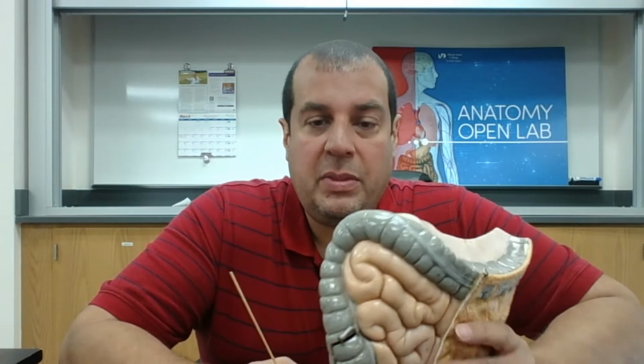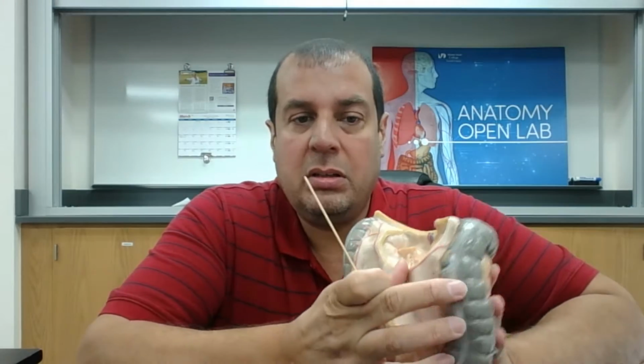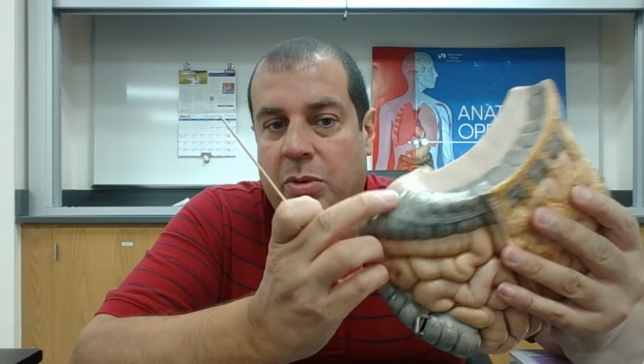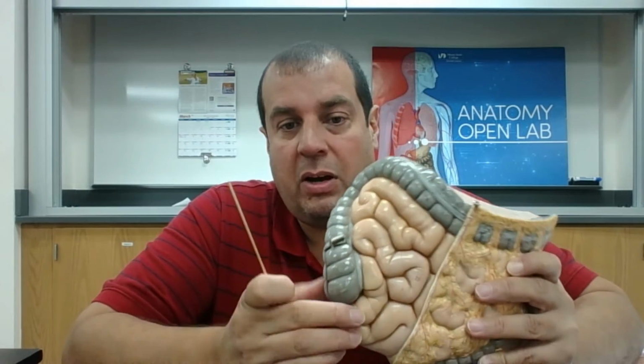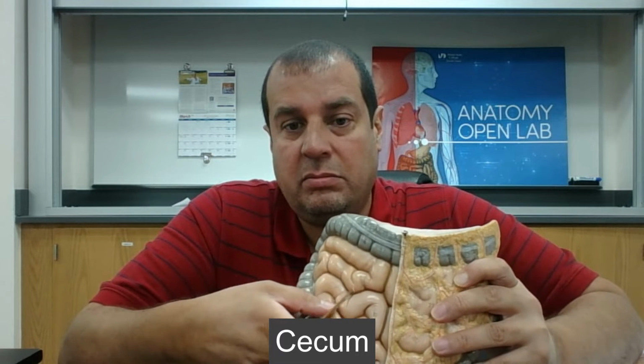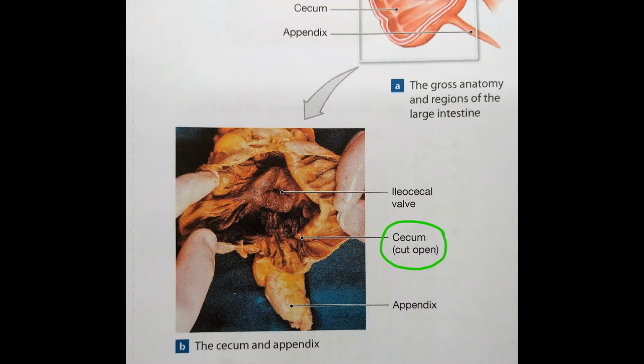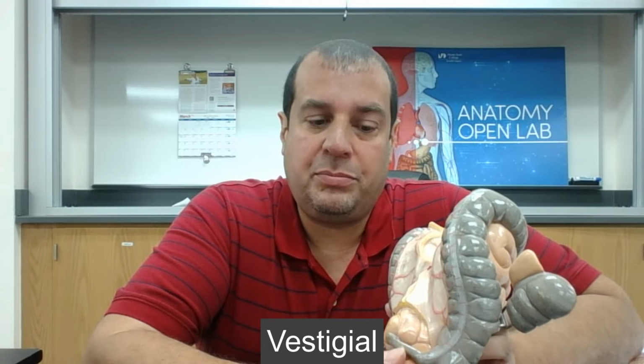This band of smooth muscle that goes all the way around, that's called the teniae coli. The first pouch of the large intestine is called the cecum, I already mentioned that. And the cecum has this little tail here, which is called the appendix. The appendix is a vestigial organ, meaning that you can live without it. But this is part of the lymphatic system. It's lymphatic tissue that helps fight bacteria or microorganisms that don't belong there.